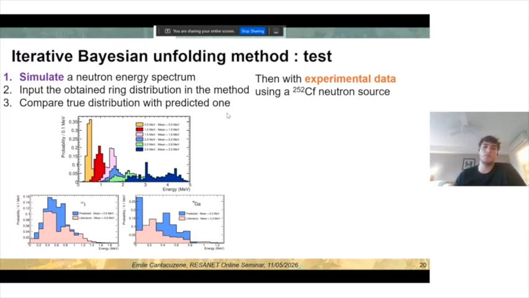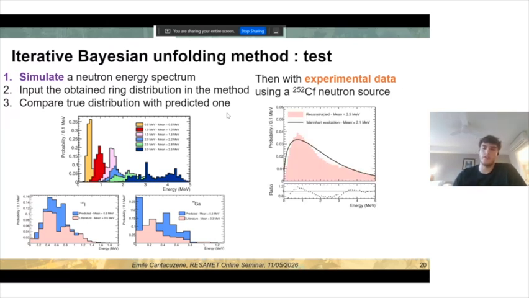Seeing that it was working pretty well with simulated data, we then used it on real experimental data, where we used a neutron source. We put it at the center of TETRA, measured the ring distribution, and we were able to use this as input in the method. This is the comparison between the spectrum, which is shown as this black line, and the reconstructed spectrum. You can see that the shape now is pretty well reproduced. The mean energy is different by around 400 keV, but still it shows that it's not completely off. And it makes sense that it's not very accurate because it is a higher energy spectrum.